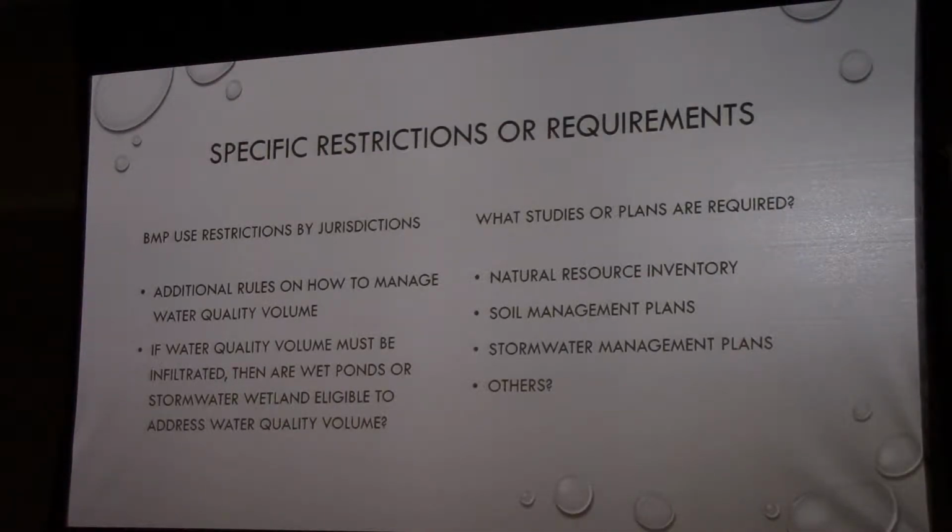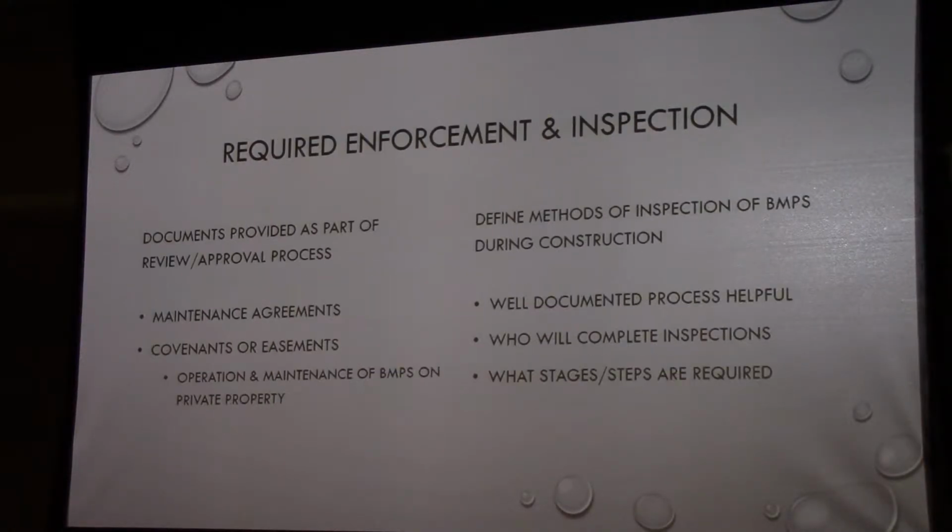Thinking about what kinds of things you want in submittals or to know about up front. Do you want a soil management plan, a stormwater management plan, a natural resource inventory, any other specific things that you would want put together as you're looking at the ordinance process or the process to get submittals? Required enforcement or different inspection. So what documents would you like as a review and approval process, if you're looking at the adoption of whatever rules you want?